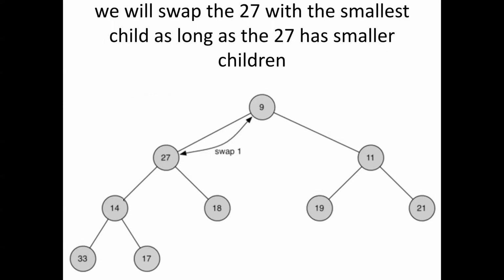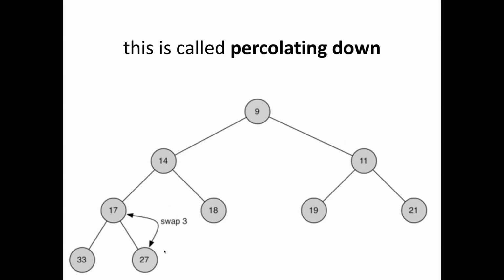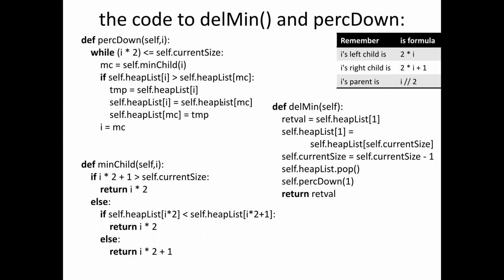So now here you compare with 14, it's still heavier. You swap with 14, right? Because 14 is smaller than 18. And then here you compare, it's bigger than 17, so swap with 17. 17 is the smallest child. And then you're on the leaf, you're fine, it's done. So 9 became the new lightest root. That's percolation done.